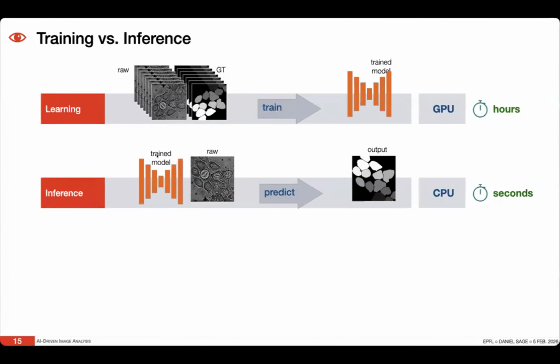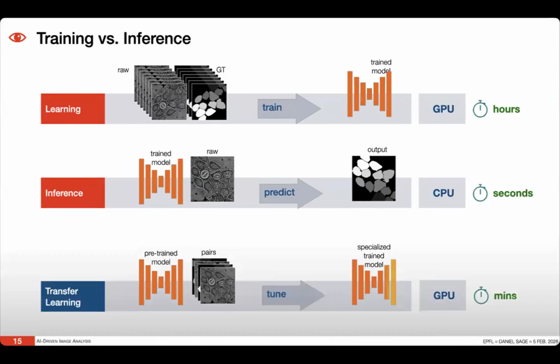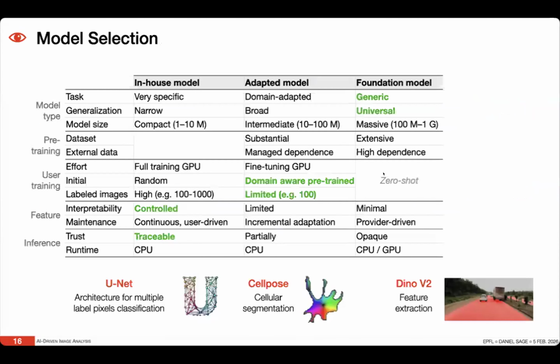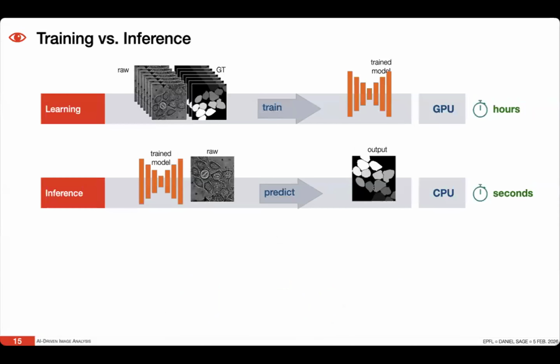Then you can take your trained model and take one image and make an inference, and in the end you have the output.